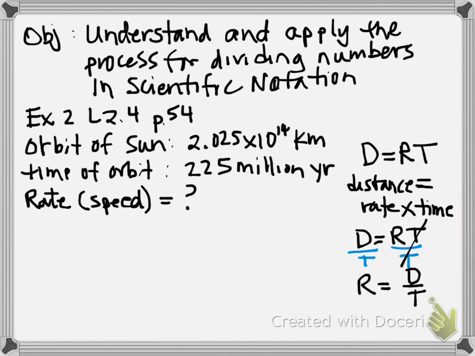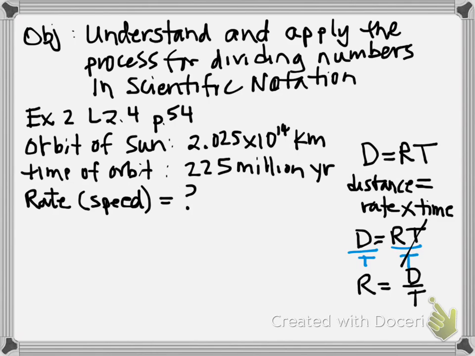Okay? All right, so that's what I'm going to end up doing, is taking that distance and dividing it by time. I notice there's a problem with the time. And the problem with the time is that it's not written in scientific notation, and I need to make sure that it's written in scientific notation. So how are we going to do that? How do I interpret 225 million in scientific notation?